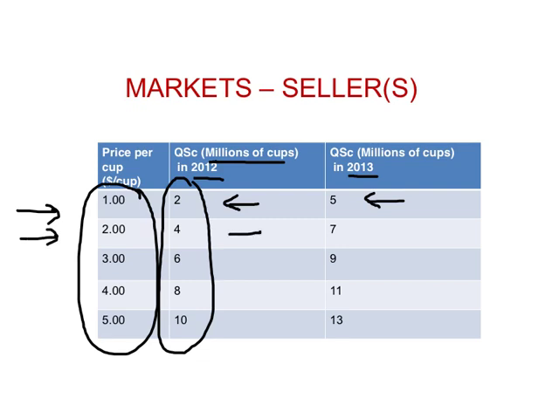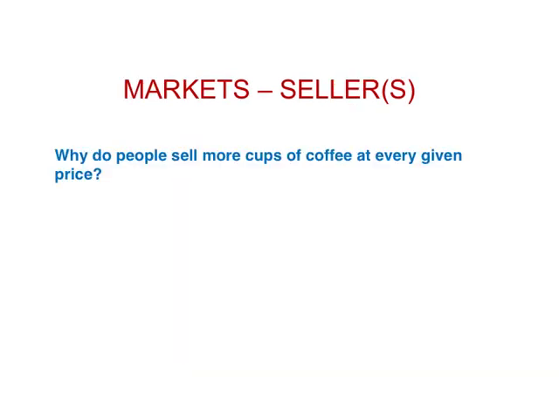In 2012, these sellers were willing to supply 4 million cups of coffee to the market, and now they are willing to supply 7 million cups. And you observe the same phenomenon at each given price: in 2013 the sellers are willing to sell more relative to what they were willing to sell in 2012. Now the question we ask is, why does this happen? Why do people want to sell more cups of coffee at every given price?